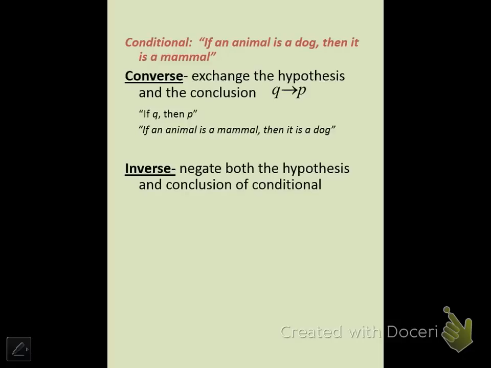The inverse, we negate both the hypothesis and the conclusion of the conditional. Okay, so that means we are proving that the hypothesis and the conclusion are both wrong. So this is what the sign looks like. The negate sign is the little squiggly. So if not P, then not Q. So if an animal is not a dog, then it is not a mammal.